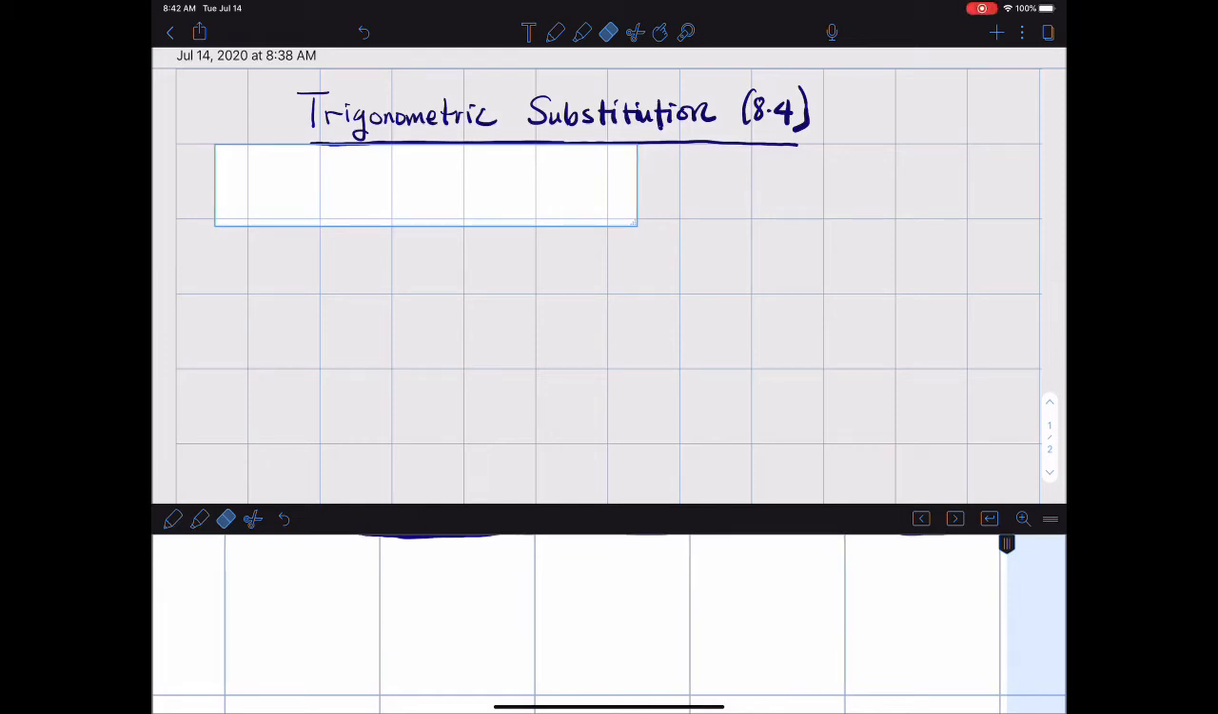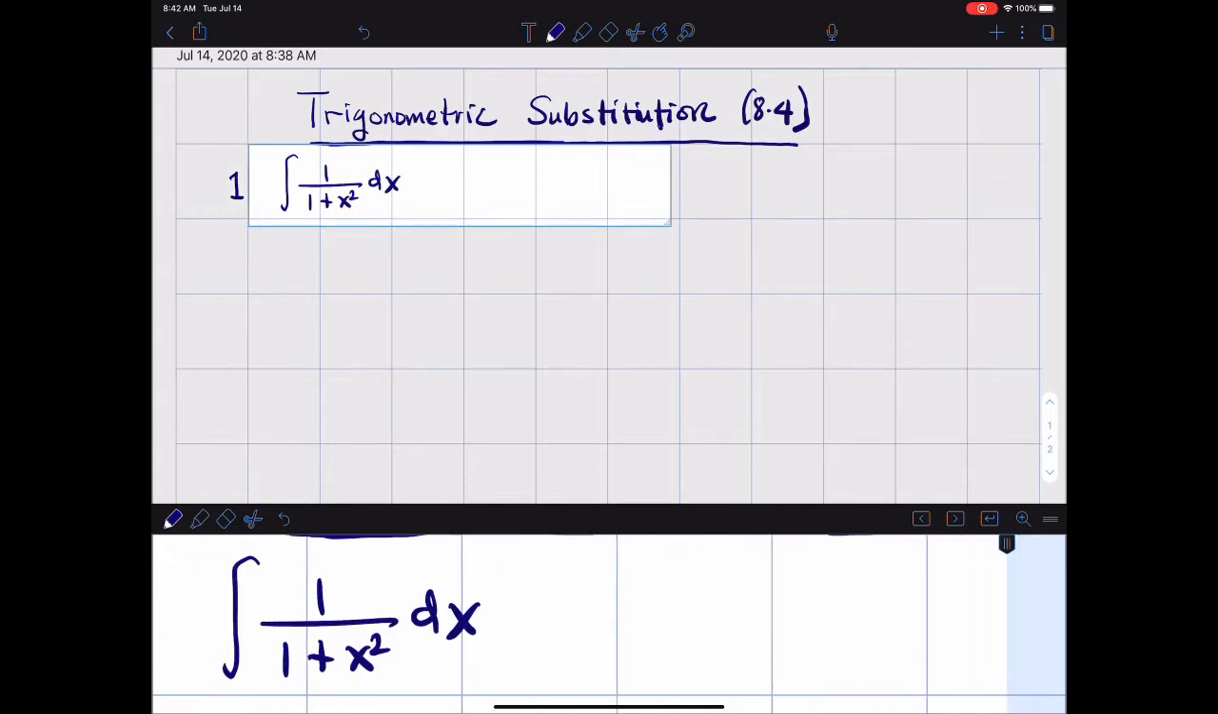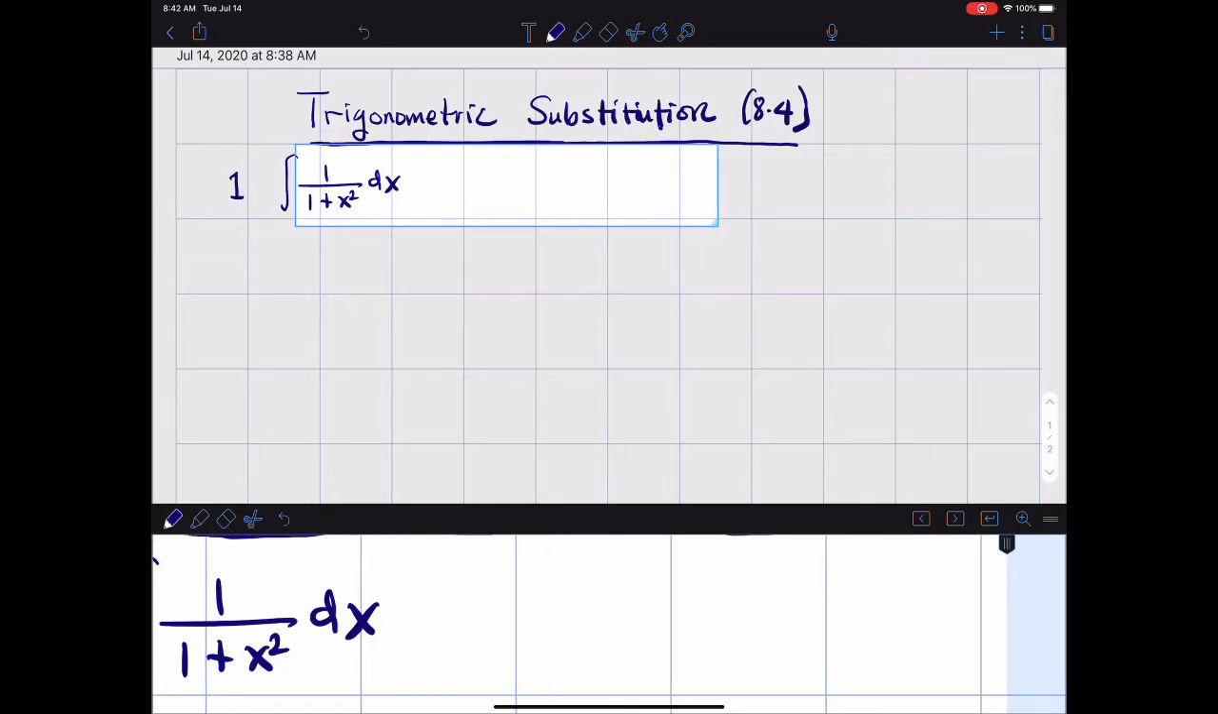Let's start by looking at some integrals you probably have seen in Calc 1. The first one I want to look at is the integral of 1 over 1 plus x squared dx. The quickest way of doing this integral is to remember that it's the derivative of inverse tangent. So the derivative of inverse tangent of x is 1 over 1 plus x squared. Therefore, the integral of 1 over 1 plus x squared dx is inverse tangent of x plus c.